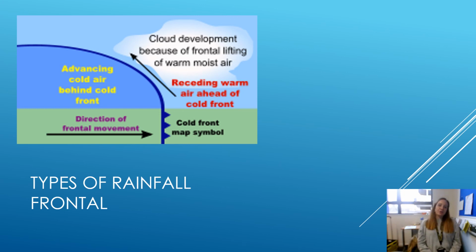And we get a huge amount of frontal rainfall in the UK because we are right on the boundary between polar air coming from the north and the warm desert air coming from the south. We're right by where those air masses meet, and that causes fronts, which cause rain.